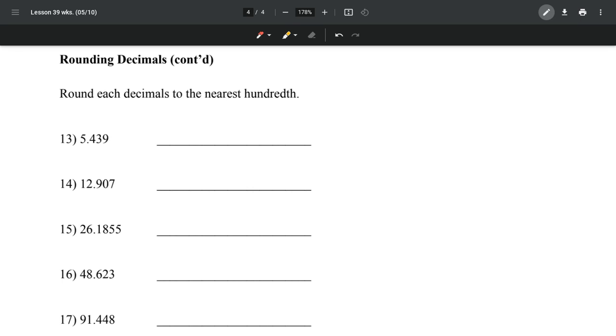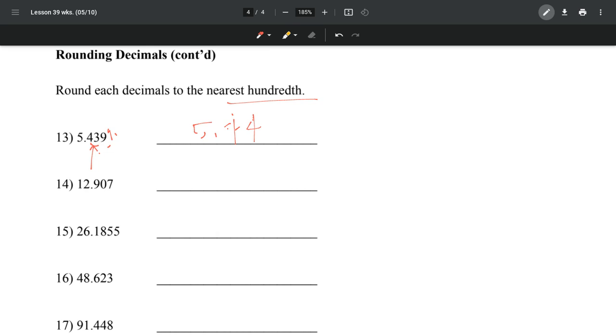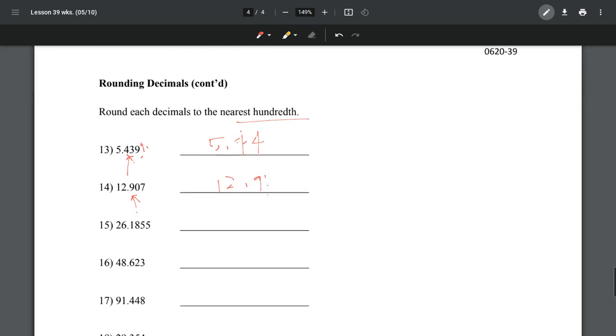This time we're rounding each decimal to the nearest hundredths. For number 13, we have 5.439. So that rounds to 5.44, right? Because 9 rounds up. Number 14, again, we're rounding to the nearest hundredth. So that's 12.91.